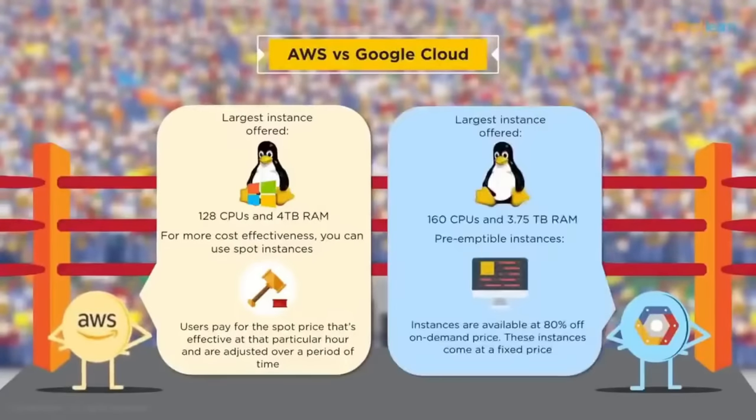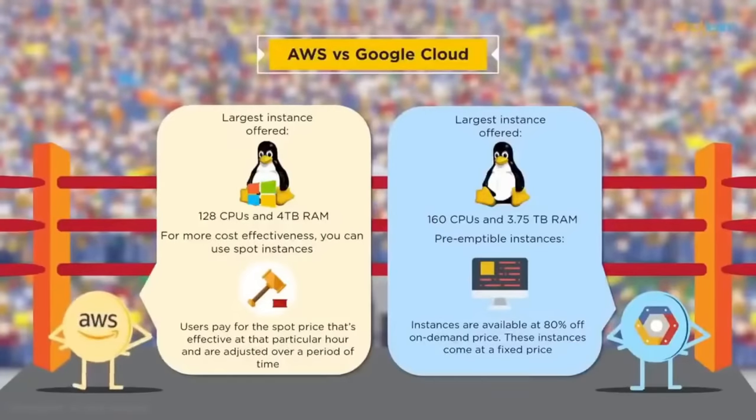The largest instance offered with Google Cloud is 160 CPUs and 3.75 TB RAM. Like spot instances of AWS, Google Cloud offers short-lived compute instances suitable for batch jobs and fault-tolerant workloads. They are called preemptible instances. So these instances are available at 80% off on-demand price. Hence, they reduce your compute engine costs significantly.